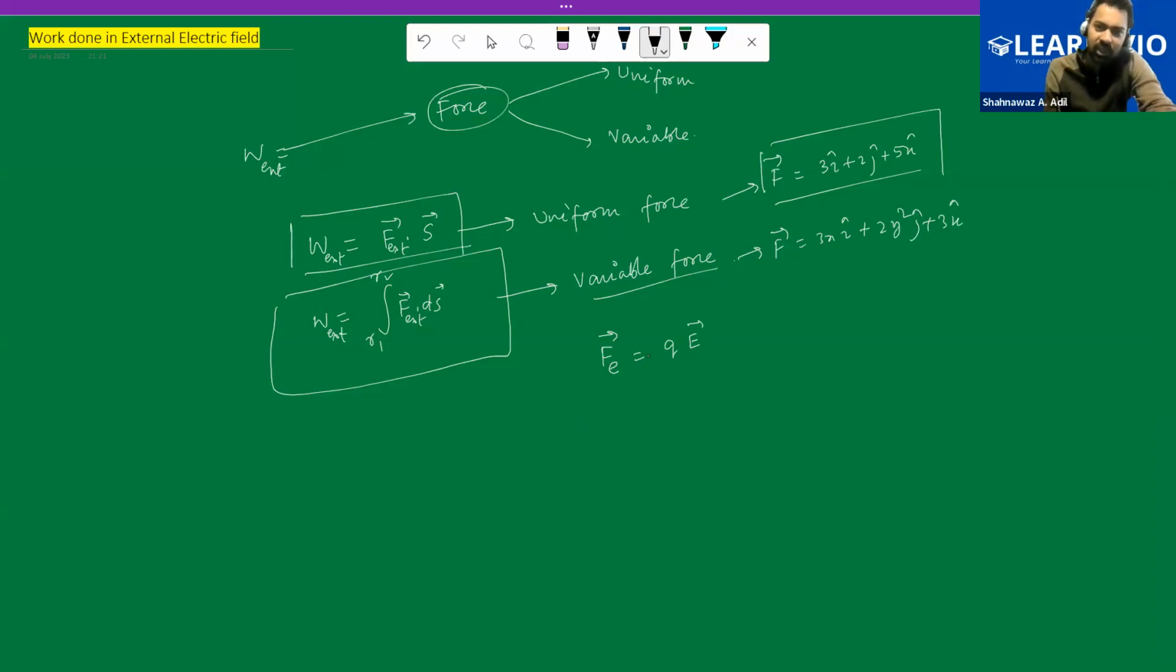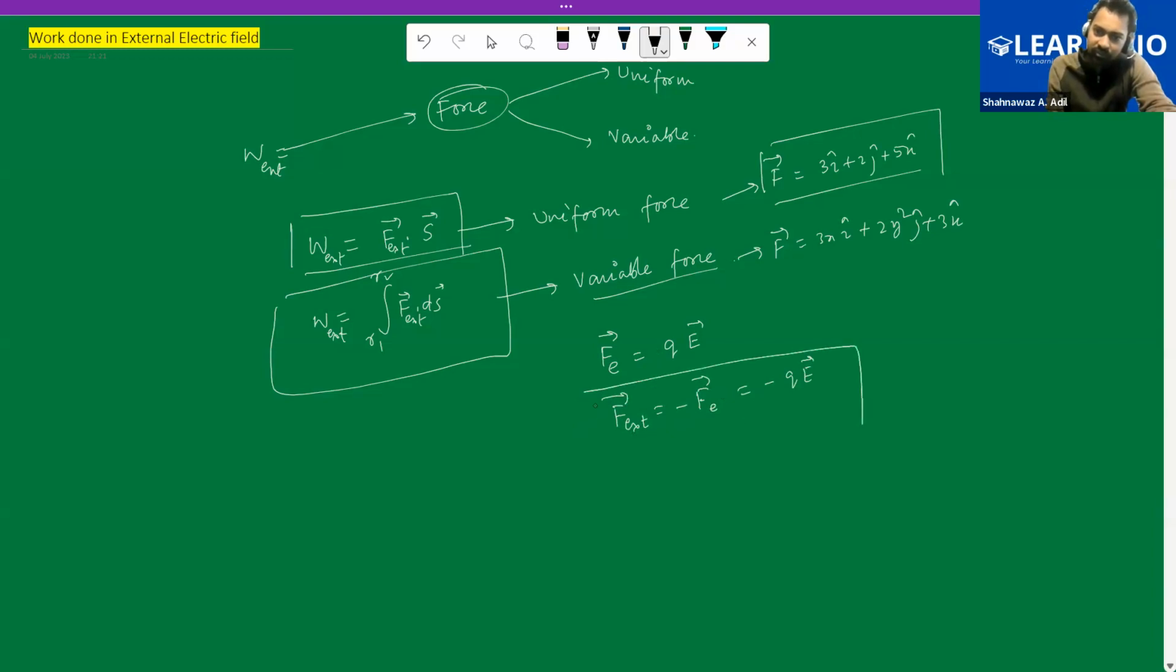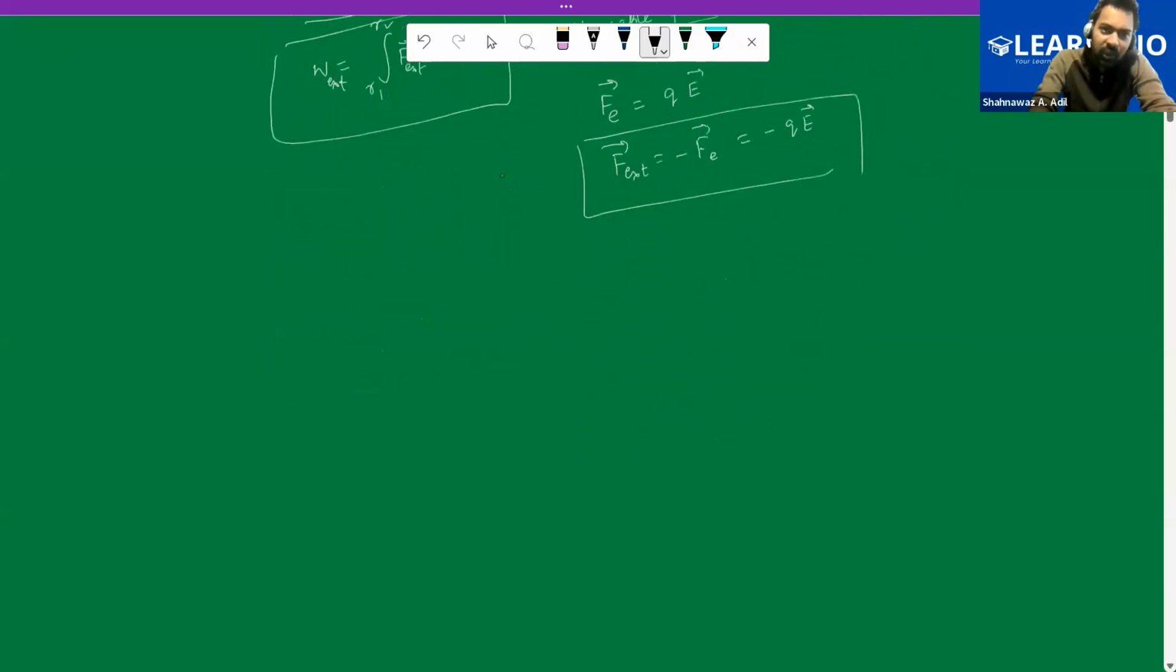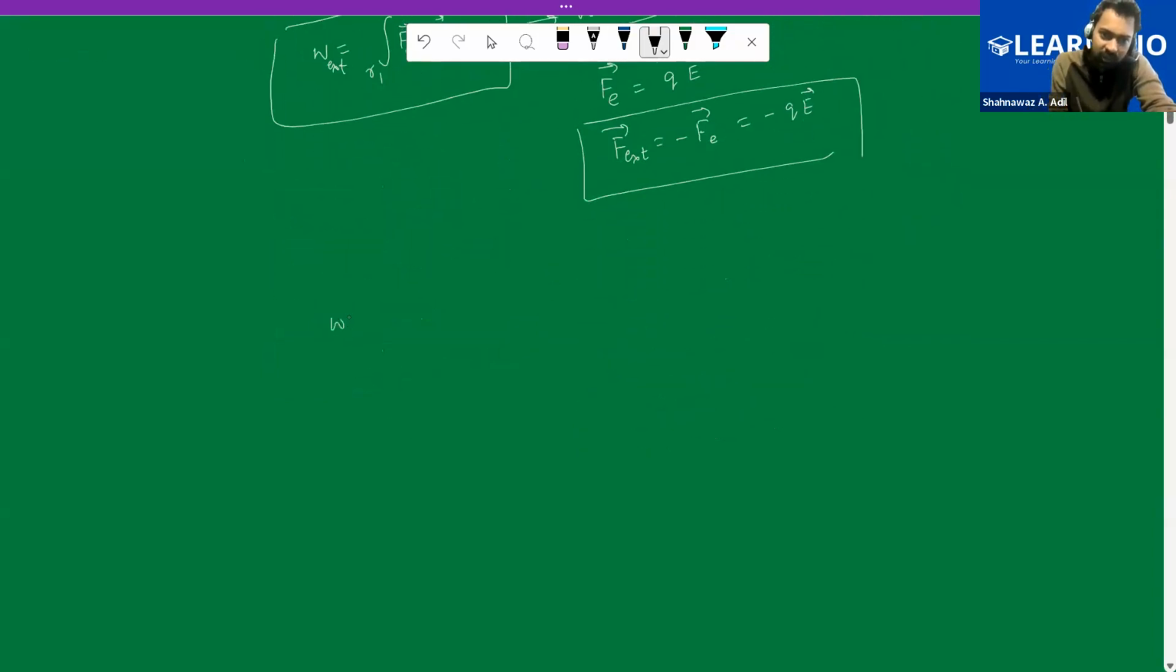And if I write the external force, because if we want to do some work, then we have to apply the same force but in the opposite direction. So F external is minus of Fe, which is minus of QE. So we put this thing and then we can write this work done.